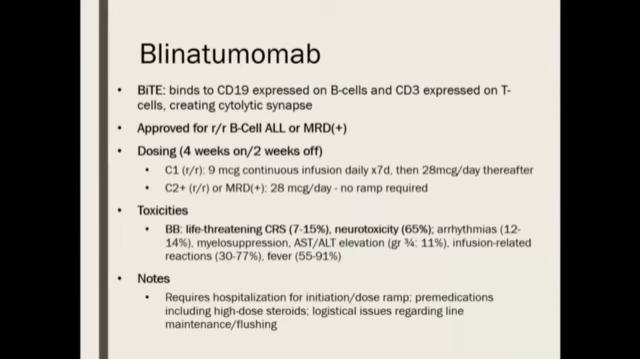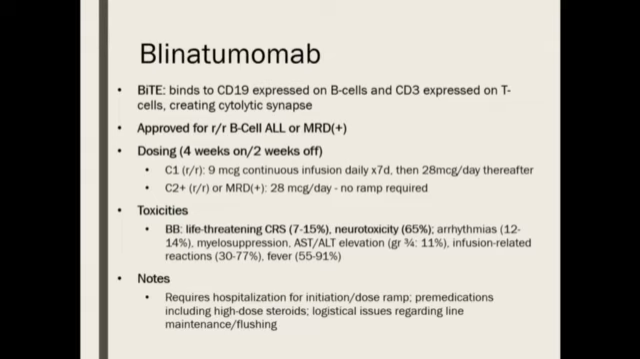This is approved in the relapse refractory B-cell ALL population, or also in those patients who are MRD positive, but don't have a significant disease burden outside of MRD positivity. Dosing's rather odd. I'll go first with the relapse refractory setting. Cycle 1, 9 micrograms per day as a continuous infusion for 7 days, and then doses escalated to 28 micrograms daily thereafter, again, as a continuous infusion.